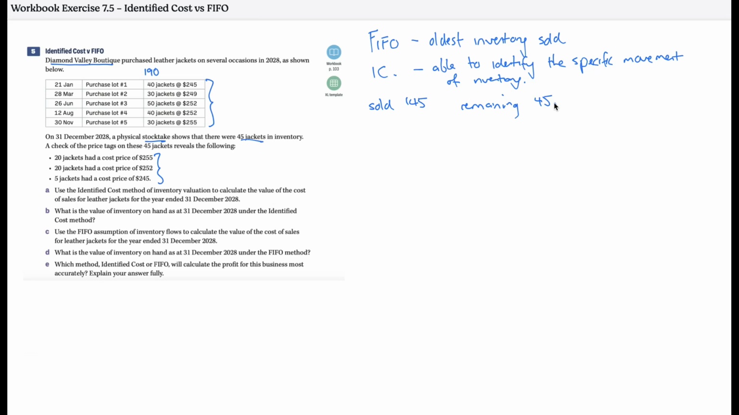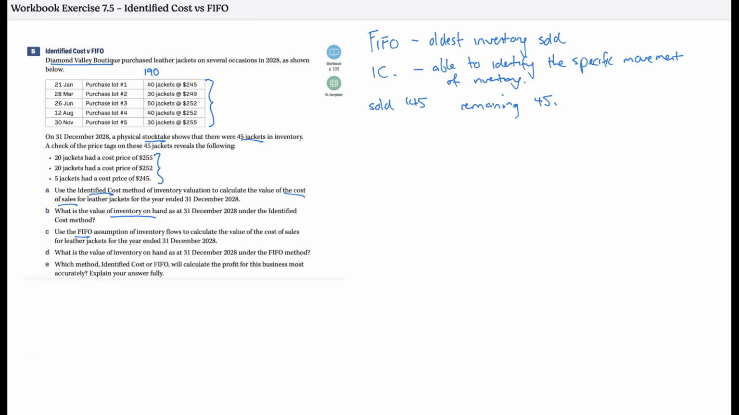Now we are tasked with doing 2 tasks. We are tasked, in identified cost and FIFO, to determine the cost of sales for the leather jackets. So what was the value of the 145 that were sold? Remember, we cost our inventory at cost price. And then, what is the value of the inventory on hand, so left over? We are tasked to do that for identified cost and FIFO.